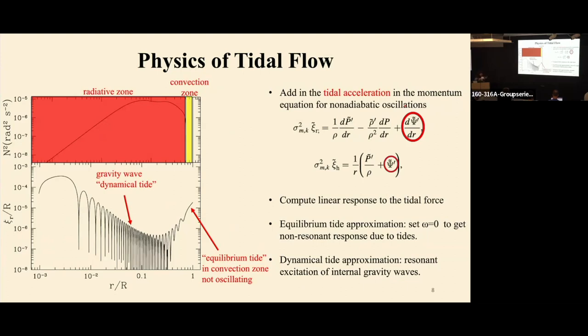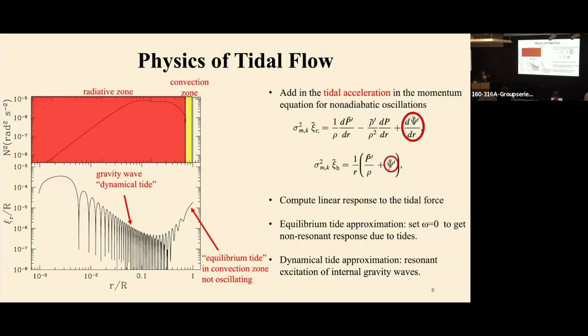So for people who study tides or astroseismology, we actually deal with very similar wave equations inside the star. The only difference between our equation and theirs is that we add a tidal acceleration in the momentum equation for non-adiabatic oscillations. By solving these equations, the tidal response has two major components. The first component is called the equilibrium tide, which is the non-resonant, instantaneous response due to tides.